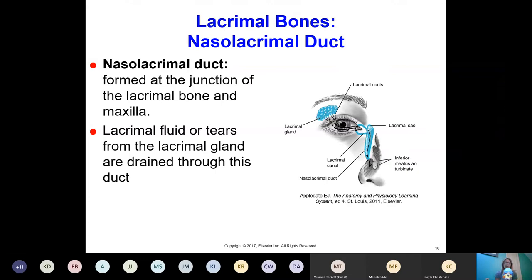Your nasolacrimal duct is responsible for tears coming through that gland. So the tears will work their way down. And if you look at that picture, you can see that the nasolacrimal duct runs all the way down to the nose. That probably has something to do with why your nose runs when you cry.